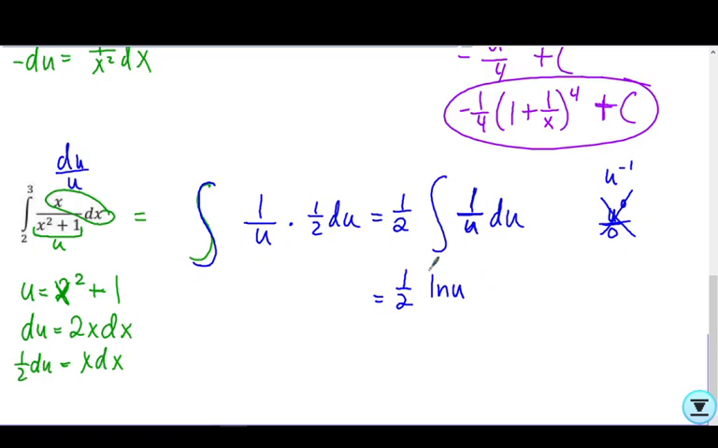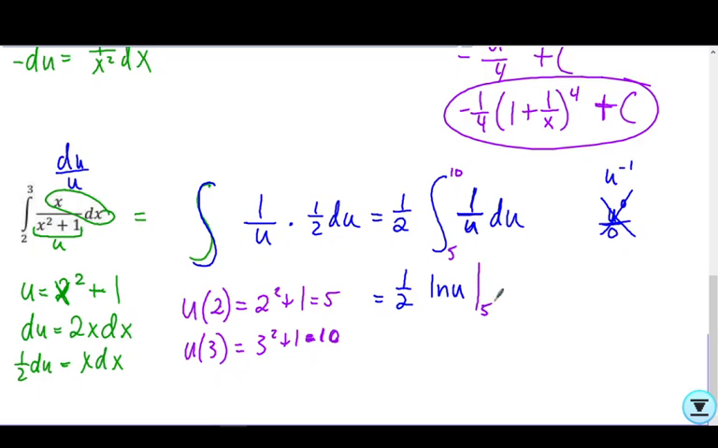Okay, now we're dealing with the definite integral. So what I am going to do here is I'm going to use my original u and change my limits. So when I plug in 2, this is 2 squared plus 1, which is 5. And then I'm going to plug in 3, which is going to be 3 squared plus 1, which is 10. So my new limits are from 5 to 10. So when I go to evaluate this, I'm going to evaluate it from 5 to 10. Okay?